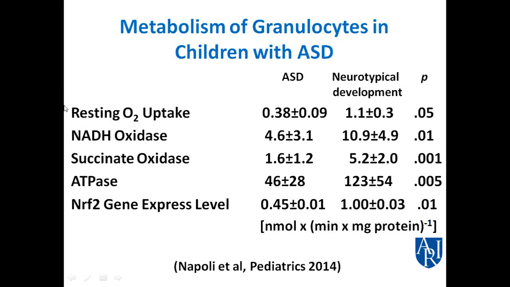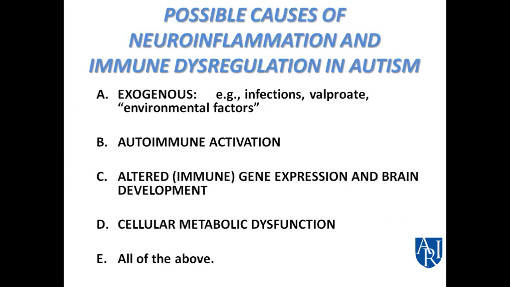And these are all mitochondrial functions here: the resting oxygen uptake, NADH, succinate oxidase, and ATPase. So the point is, one of the points is that there are many different ways of looking at immune function in autism. So what causes neuroinflammation and immune dysregulation? Which is it, neuroinflammation or immune dysregulation? I would say it's both, but it's primarily immune dysregulation.